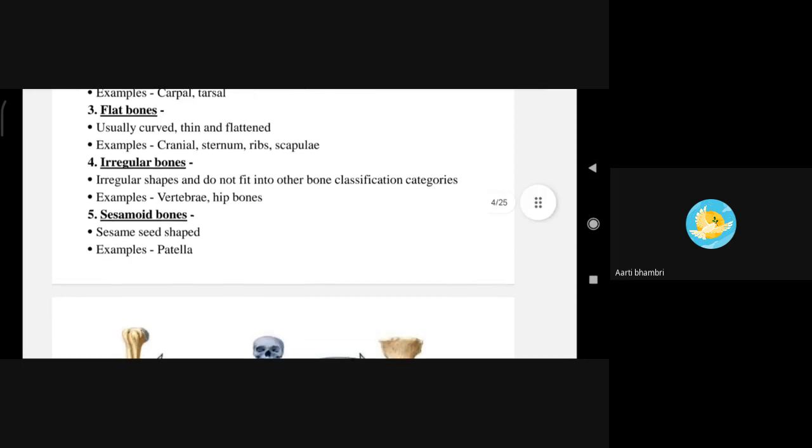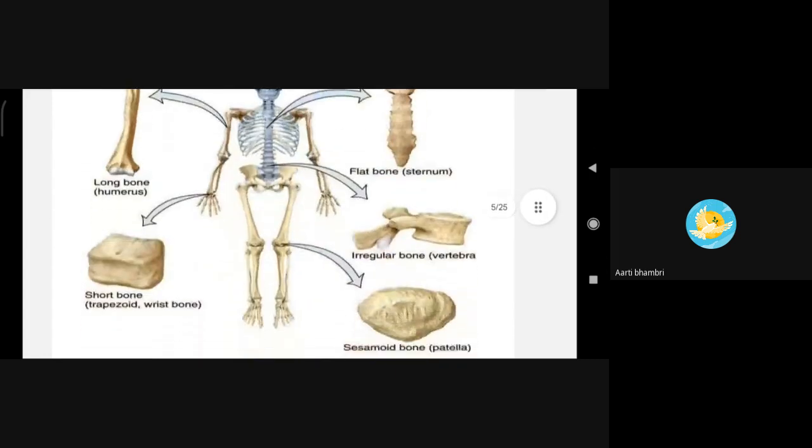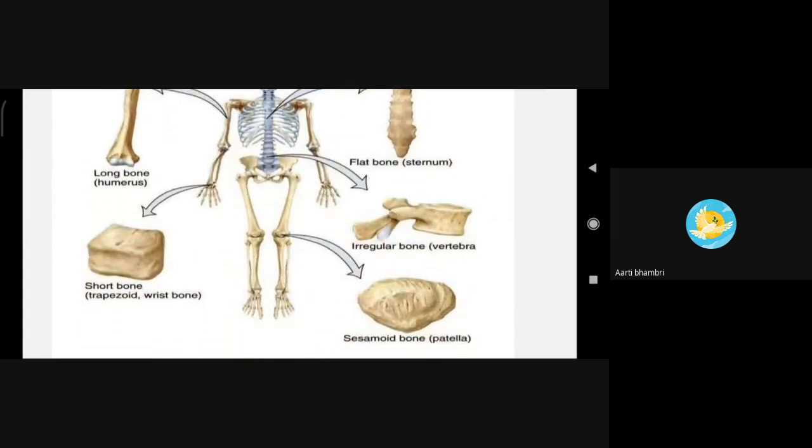And the last one is the sesamoid bone. A sesamoid bone is a seed-shaped bone. A seed-shaped bone structure we can find in our knee, that is the patella. On the top of our knee, we can feel the patella. We can feel the bone which is like a seed. So that is the patella, and that is known as a sesamoid bone. It looks like a seed.